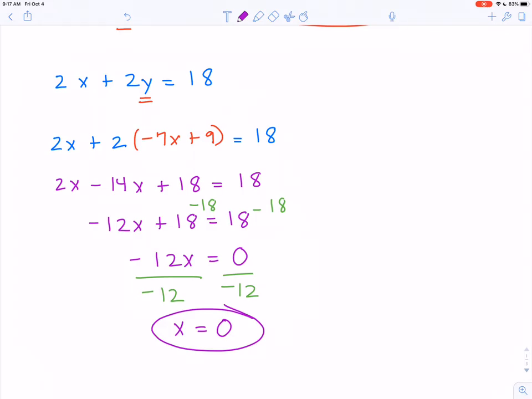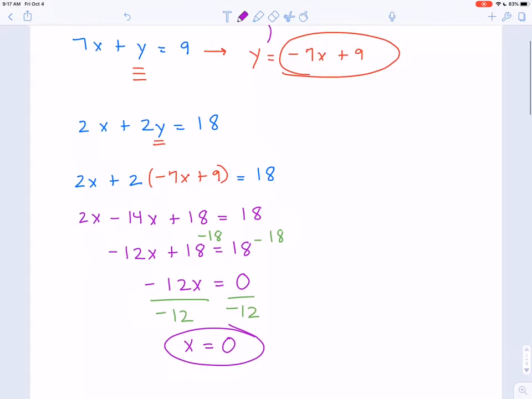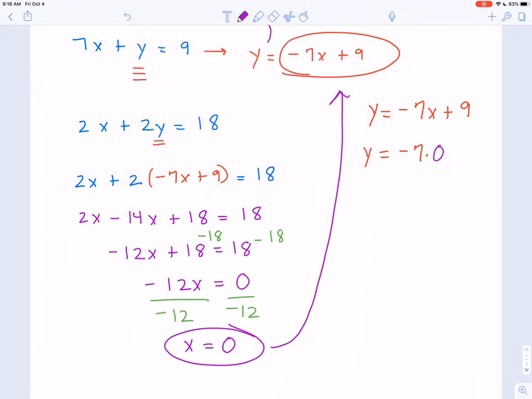But once I solve for one of those variables, all I have to do is remind myself that right up here in the beginning of the problem, I solved this for y. So now that I've found the value of x, all I have to do is remember that y is negative 7x plus 9. So if I just determine that x is equal to 0, I can plug that in right here, and I can determine that y would be equal to 9.